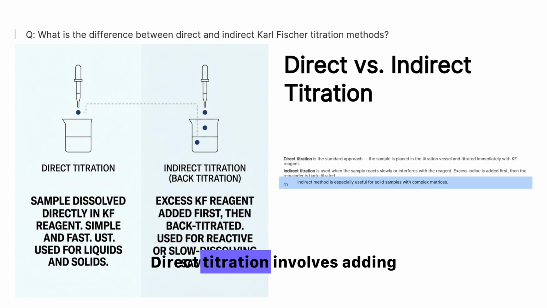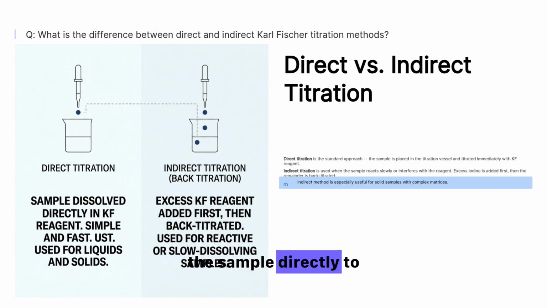Direct titration involves adding the sample directly to the titration vessel for immediate reaction with the Karl Fischer reagent. Indirect titration is used for samples that react slowly or interfere with the reagent, involving excess iodine addition followed by back titration. This method is ideal for solid samples with complex matrices.